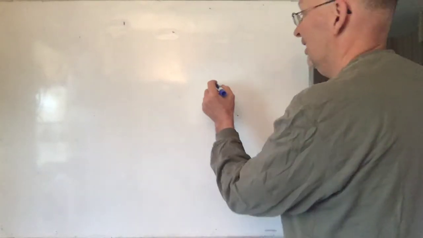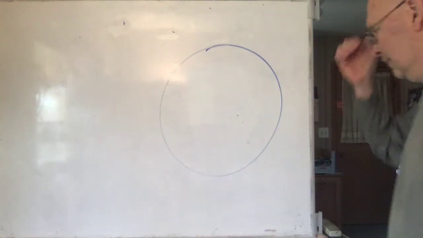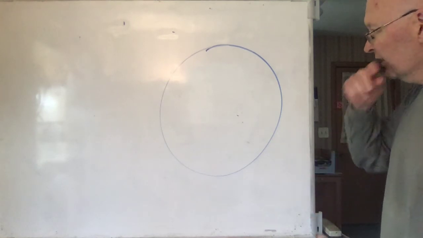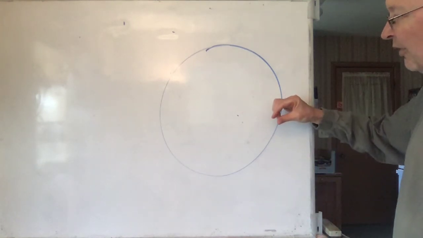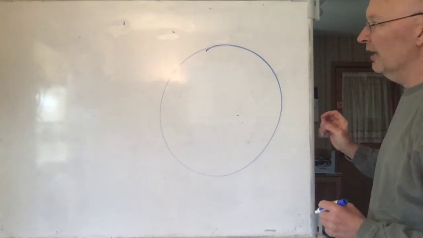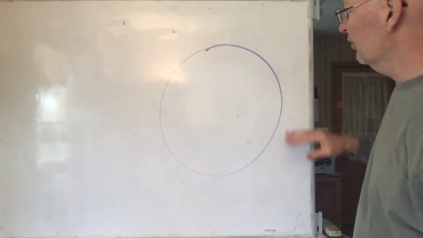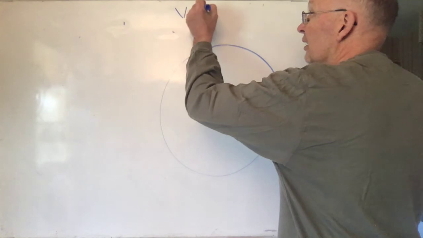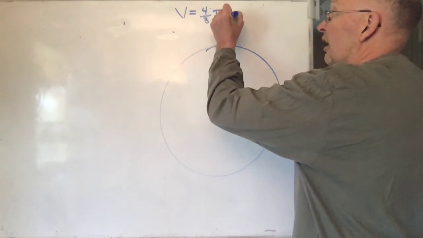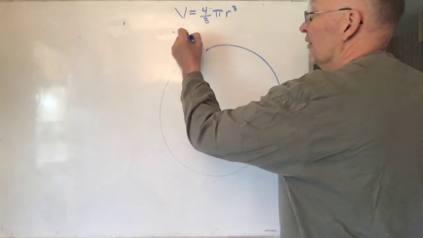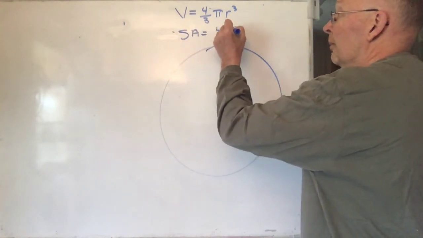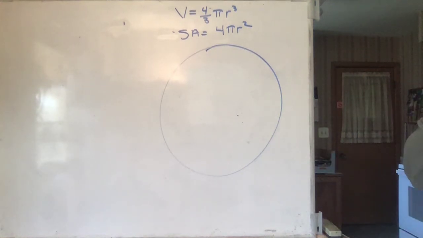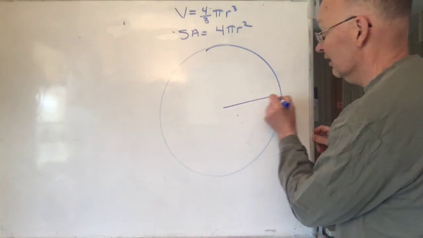Suppose you have a big spherical object, possibly a water tower or something like that, and you wanted to paint it with a coat of paint, and you want to know how much paint you need in order to paint this whole thing. So a couple of definitions you need. The volume of a sphere is 4/3 pi r cubed, and the surface area of the sphere is 4 pi r squared. So the radius is r right here.